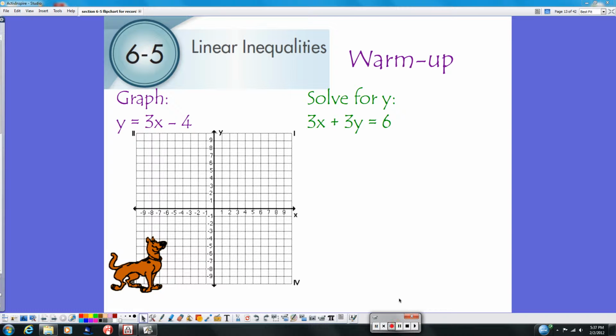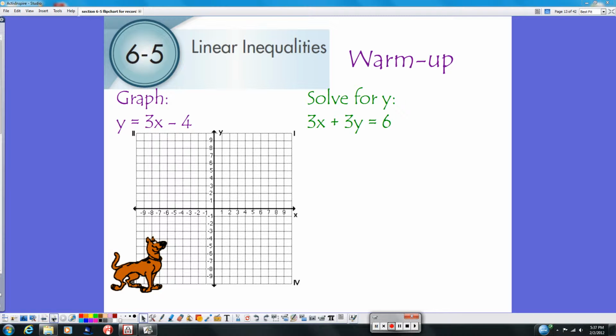Welcome to Section 6.5, Linear Inequalities, Part 2. For a warm-up, let's review graphing equations and solving equations for y. First, we want to graph y equals 3x minus 4. Then I would like you to solve the equation 3x plus 3y equals 6 for y.